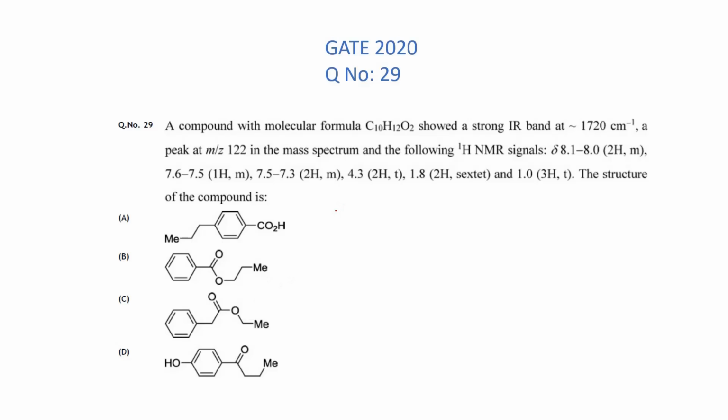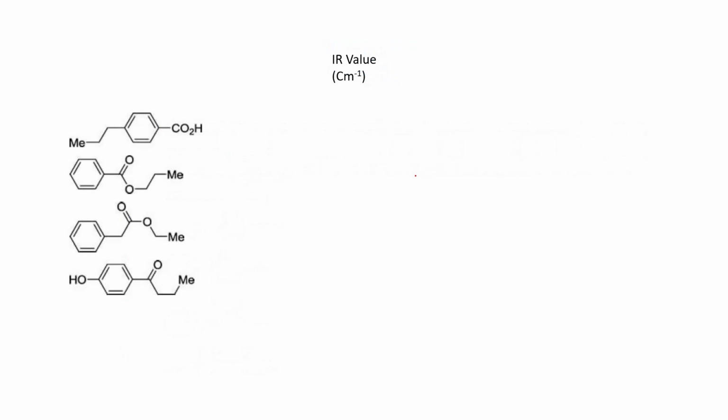So we have to find it. Let's say this is the IR value. From the IR value, first we try to neglect two or three options. From the mass also we try to neglect two or three options. Then we'll use the NMR to decide the true answer.